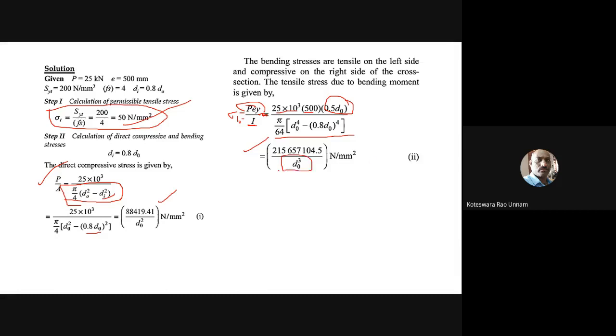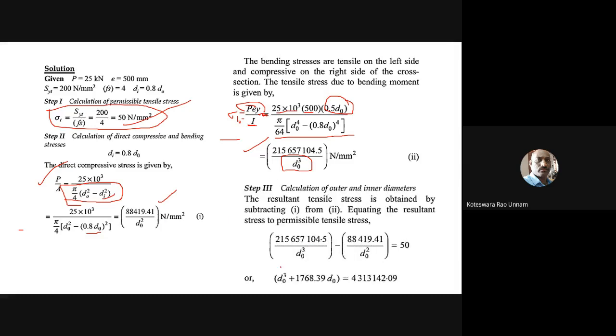Then we have one compressive stress, one tensile stress. You need to superimpose one upon another so that you will get the resultant stress, that is nothing but the algebraic sum of these two. This is going to be the resultant stress, and it should be equal to 50, which is the allowable stress. If you simplify that, you will get this equation.